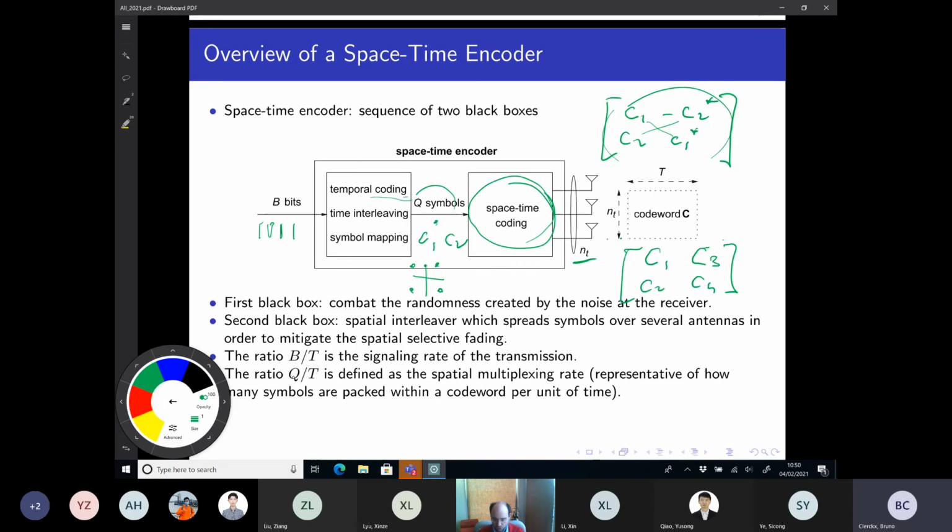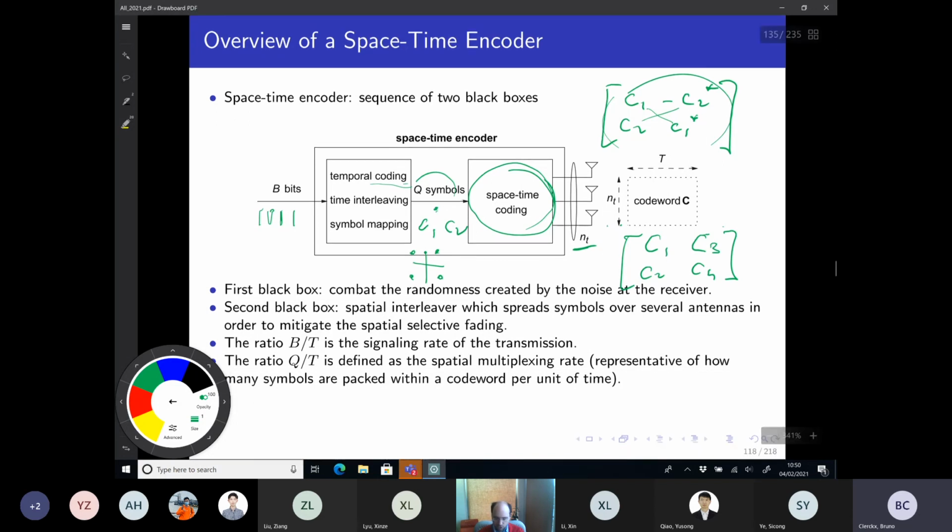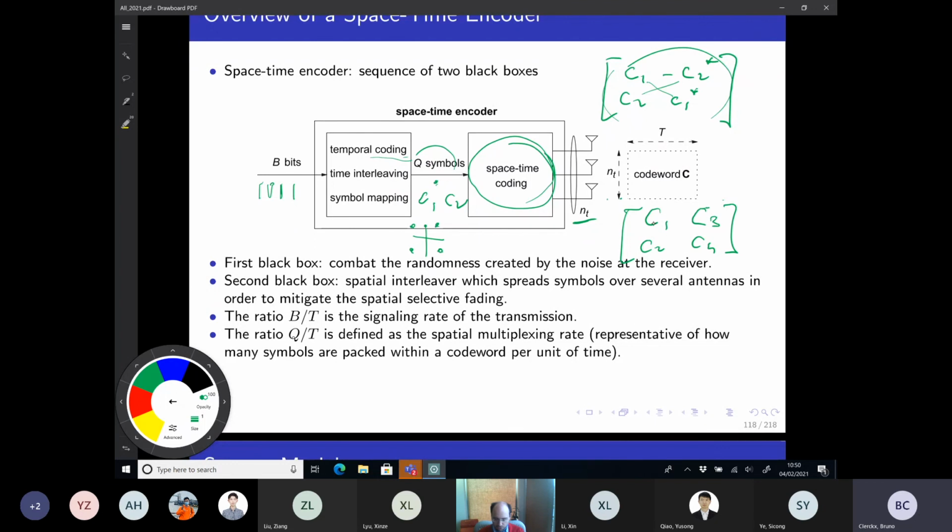You could have a function of C1, C2, C3, C4, such that part of the energy of C1 is transmitted on this antenna at this time, and part of the energy of C1 is transmitted maybe on another antenna at another time instance, right? So this would be a mapping between the Q symbols, spreading the energy of those Q symbols in space and in time, right? So this refers to time, right? And this would refer to space, right? So this is called space-time coding. You map the energy of your symbols into space and time, right?